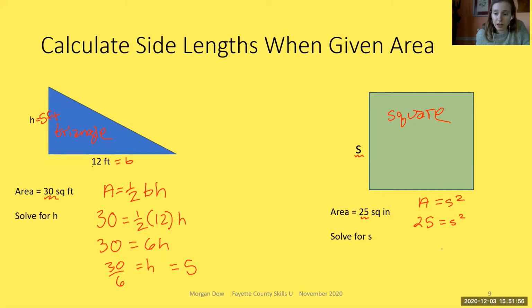If you weren't sure, then what you would want to do is take the square root. If s squared equals 25, then s will equal the square root of 25, which is 5. So s is equal to 5 inches. Then of course you can go in and double check that 5 inches gives you your 25 square inches, right? So 5 inches times 5 inches does indeed give you 25 square inches.